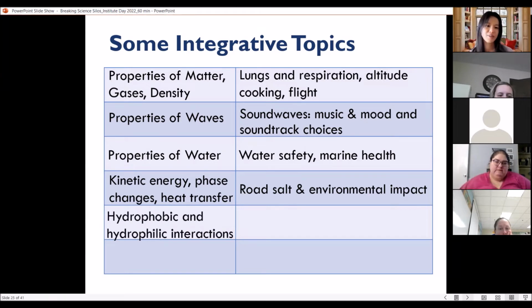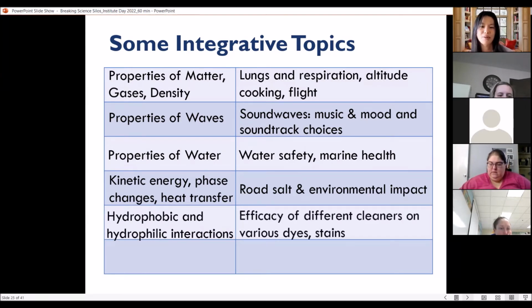If you are teaching about hydrophobic and hydrophilic interactions, right? One of my favorite tie-ins is looking at the different types of cleaners that are out there, laundry detergents, soap, stain remover, right? Why does one thing work better on grass and one thing works better on coffee stains, right? So you can kind of look at what is the makeup of those detergents, soaps, as well as the dye or stain that you're trying to remove.